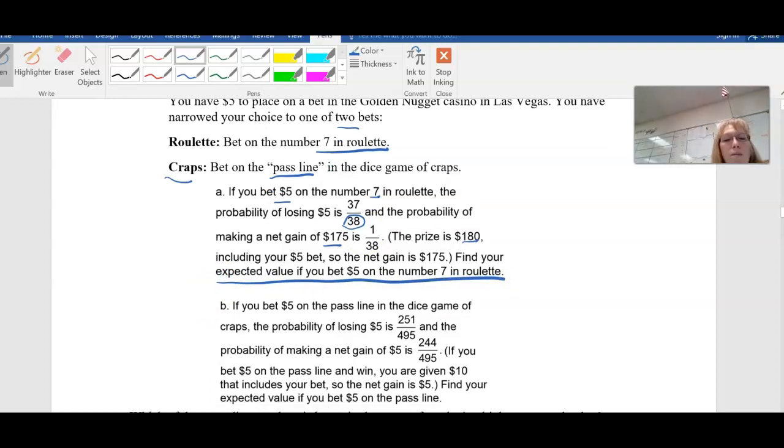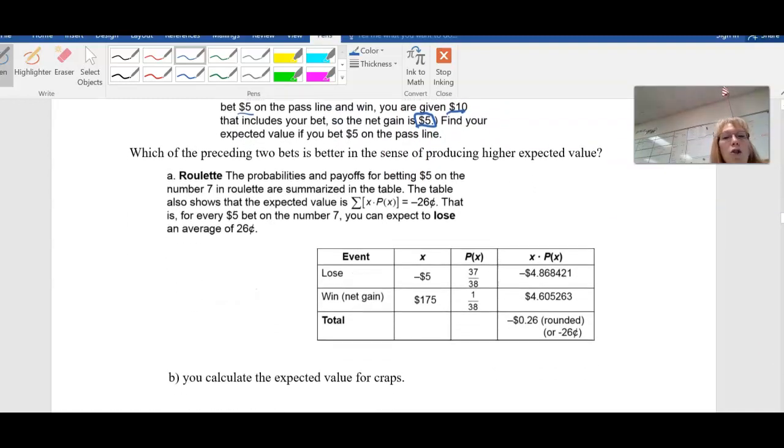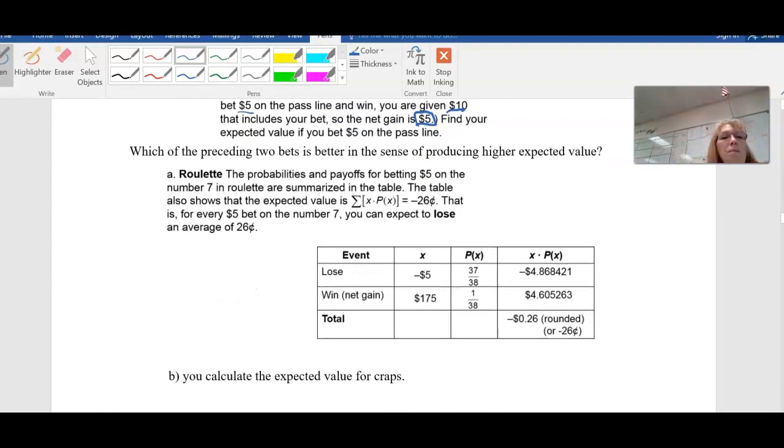That's what we want to do here. Pass line in craps. Okay, the probability of losing $5 is 251 out of 495. The probability of a net gain is 244 out of 495. I'm taking their word for it. $5 on the line, you are given $10 that includes your bet. So the net gain is $5. So you will win $5 if you bet on this one. Not as much. All right, now let's start here. 2 bets, we have to decide which one's better. Common sense: probably neither, but we'll see.